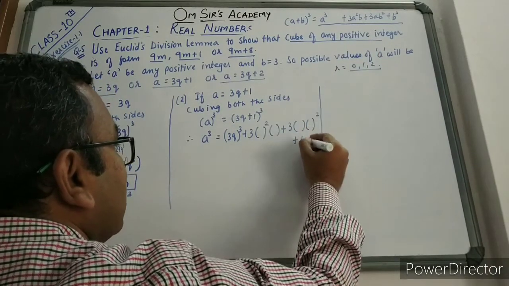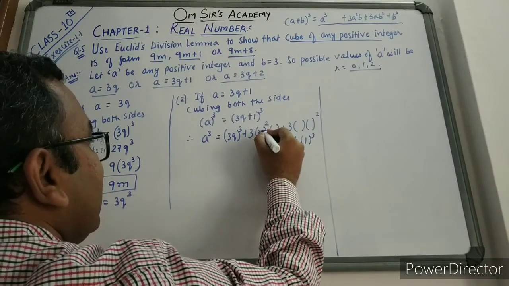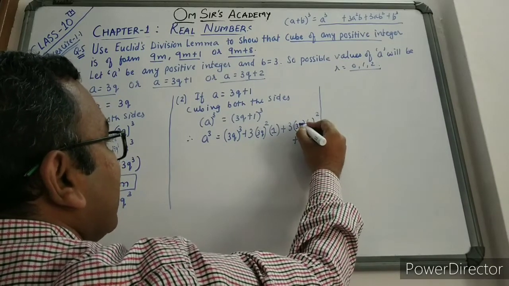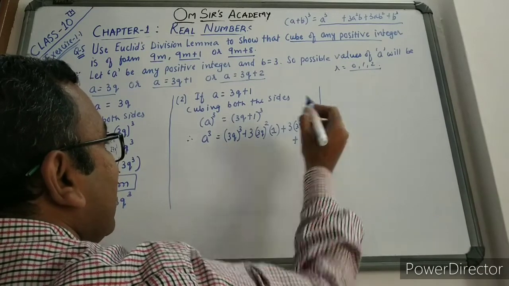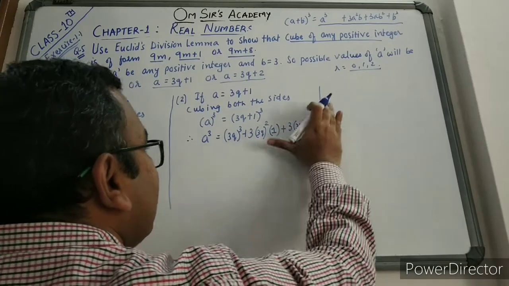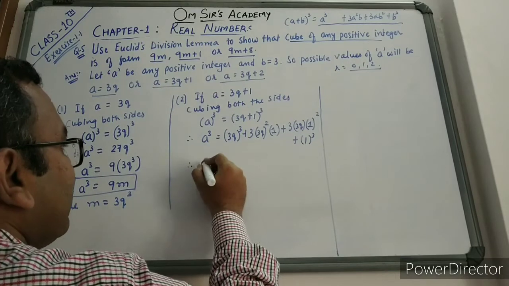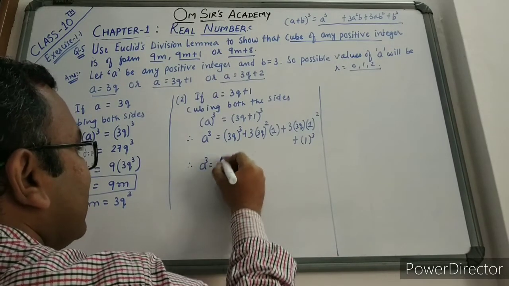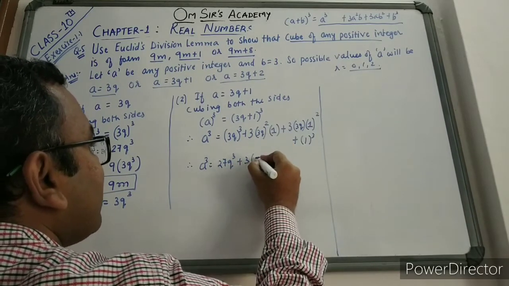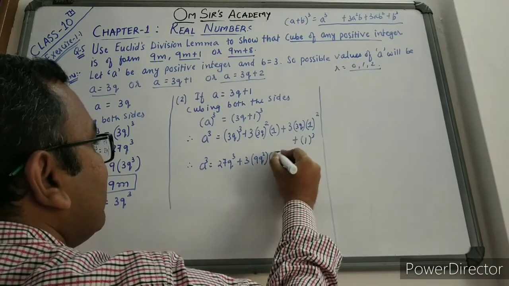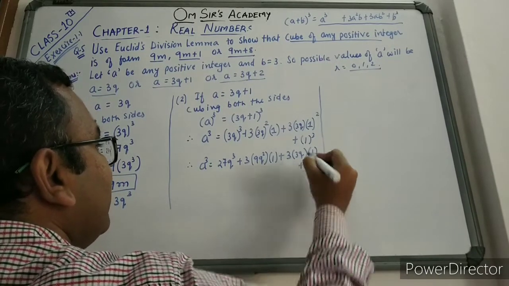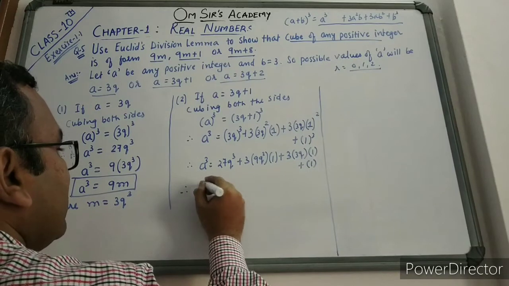That is, b is 1 cube. So 3a square b is 3 into 3q square into 1. This is my a and this is my b. Again here also 3ab square, so instead of a I will write 3q and instead of b I will write 1. Is it clear? So solving this, it will be 27q cube plus 3 into 3 square, 3q the whole square is 9q square, into 1, plus 3 into 3q into 1, plus 1 the whole cube will be 1.